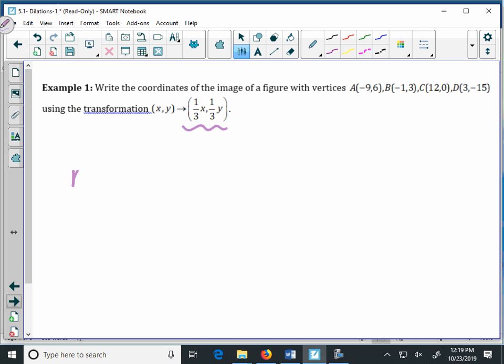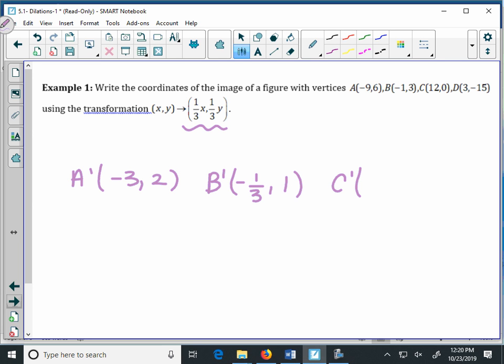So to get A prime, I'm going to multiply A by 1/3. What's negative 9 times 1/3? What is 6 times 1/3? So A prime, the image would be at negative 3, 2. What about B prime? What's negative 1 times 1/3 as a fraction? And what is 3 times 1/3? 1.